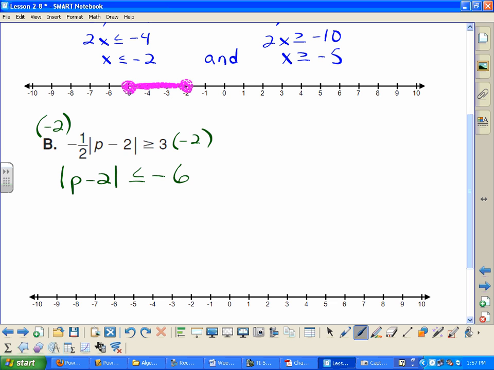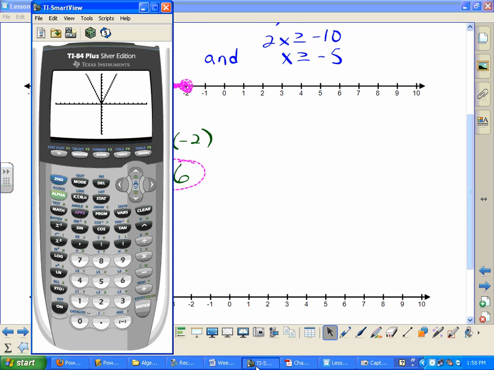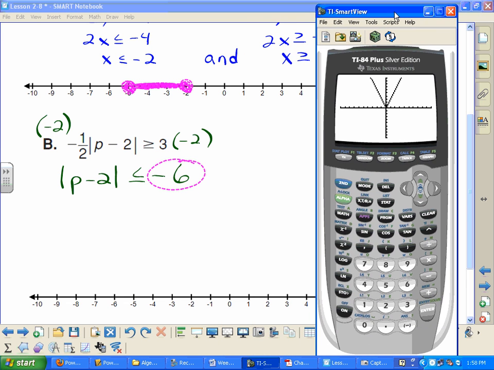Now, here we go. We talked about this. There's a negative number here. So either my answer is going to be everything or nothing. So take out your calculator and graph it. Let's see if it's everything or nothing. Y1 equals the absolute value of x minus 2. And then I'm going to go ahead and put negative 6 in Y2.